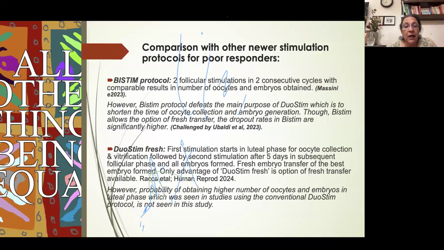However, the probability of obtaining a higher number of oocytes and embryos in the luteal phase, which was seen in studies using the conventional Duostim protocol, is not seen in this study. They said that they received the same number of oocytes because there were no high E2 levels. There was no gonadotropin stimulation in the follicular phase of those 10, 12 days where new antral follicles could emerge in the luteal phase. So possibly that was the reason.